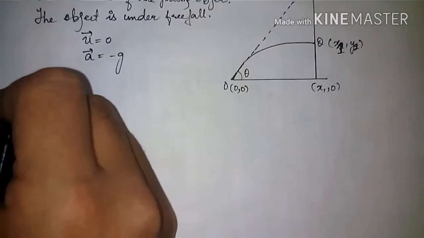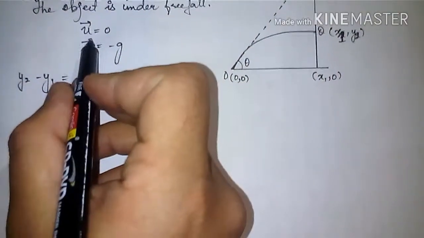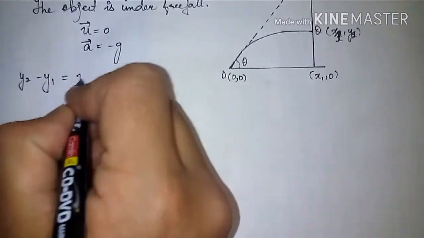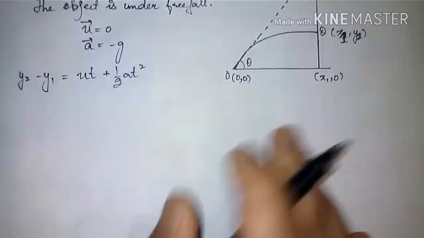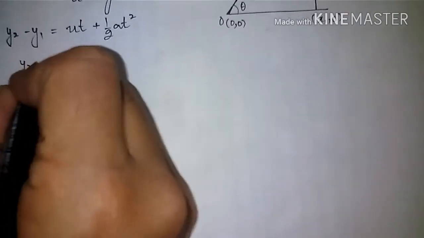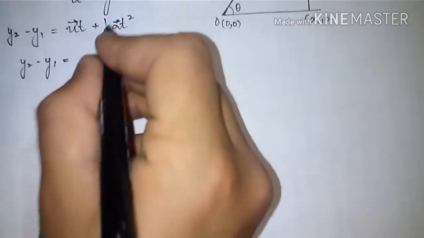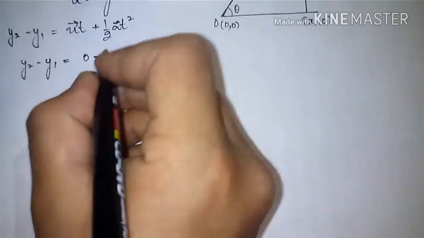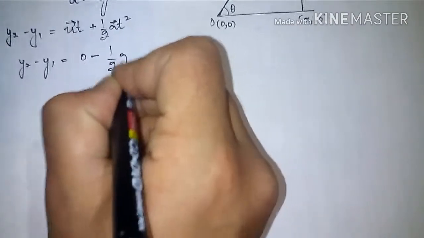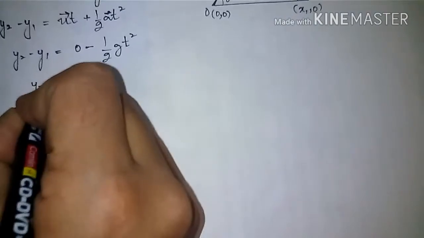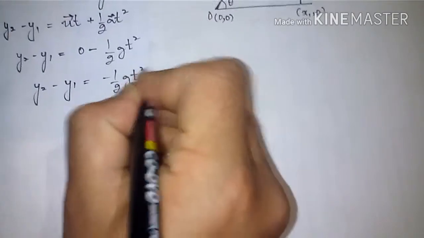So here, final position minus initial position will be equal to, as you can see, u is 0, ut, let's first write it down, then we can change it, plus half of at squared. Here y2 minus y1 equals, u is 0, so we can write 0 plus, but negative here, because g is negative, so this quantity will be negative half of gt squared. So y2 minus y1 gives us negative half of gt squared.